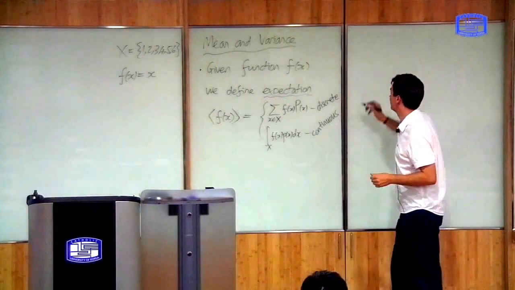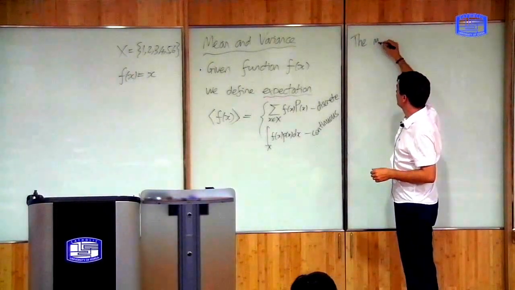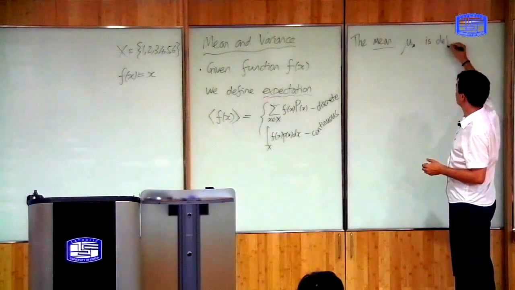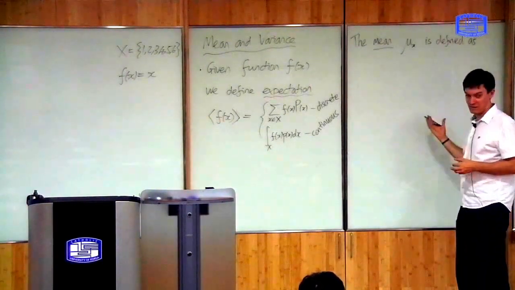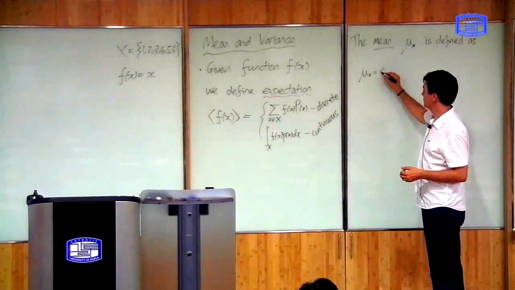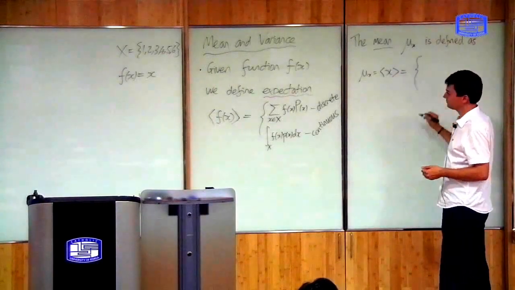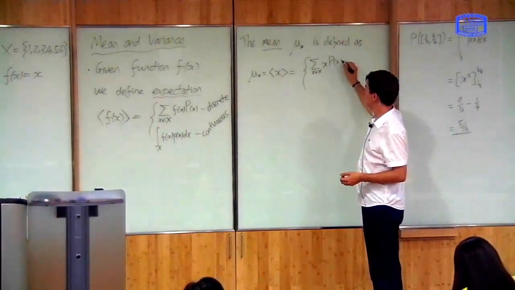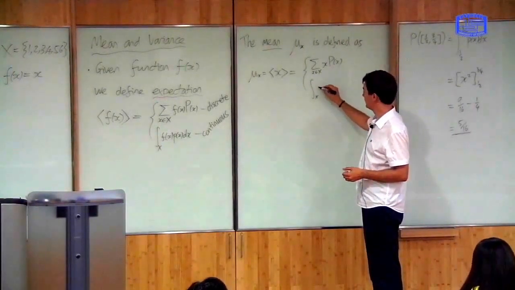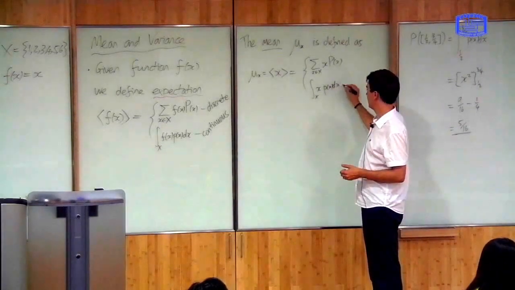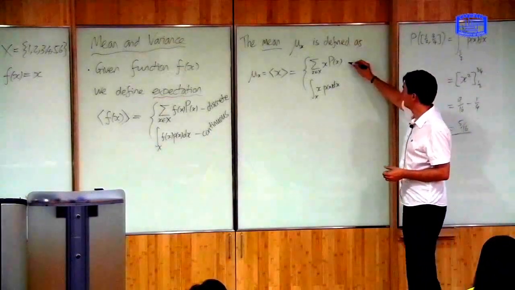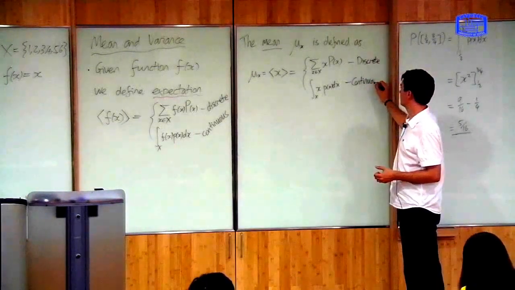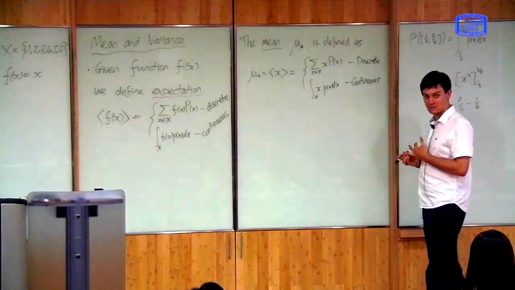Now, in terms of this expectation, we can define the mean and variance. The mean, which is usually given the symbol mu x, is defined as the expectation of the variable x. So mu x is just the expectation of x, which is these two cases: the sum in the case of a finite set, x times p of x, or the integral in the case of a continuous set, x times p of x dx. Again, as always, this one is discrete and this one is continuous. I'll do some examples of this in a minute.